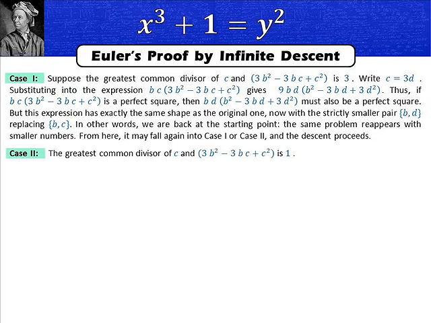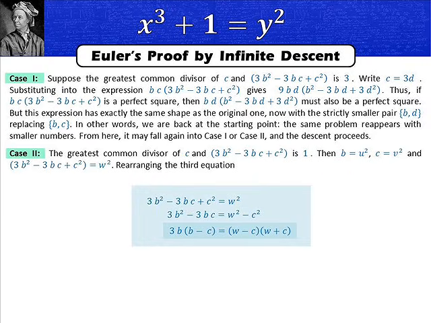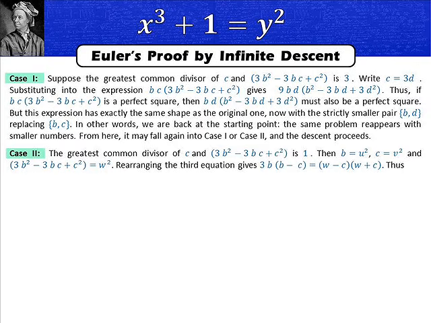Case 2. The greatest common divisor of c and the third factor is 1. Then b, c, and the third factor are all squares. Rearranging the third equation gives 3b times b minus c equals w minus c times w plus c. Thus, the prime factors of b must distribute between these two factors.